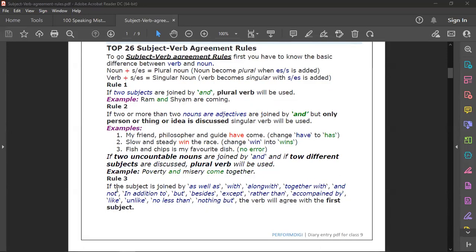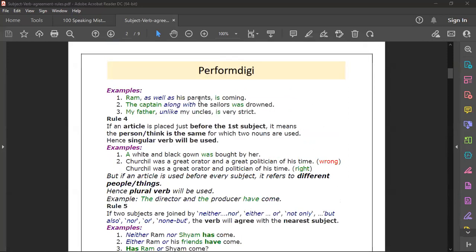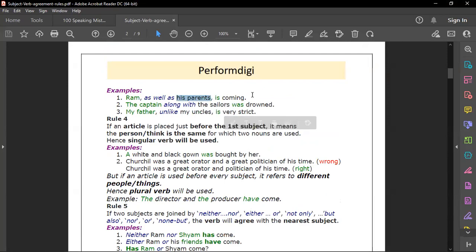Okay, then let's go with rule number 3, which talks about if the subject is joined by as well as, with, along with, together with, and not, in addition to, but, besides, except, rather than, accompanied by, like, unlike, no less than, nothing but, the verb will agree with the first subject. মানে এই সকল শব্দগুলো থাকলে আপনাকে খেয়াল রাখতে হবে যে সাবজেক্ট ফার্স্টে যেটা আছে সেটা আপনাকে ধরতে হবে। লাইক যেমন Ram as well as his parents is coming. আমরা সাধারণত কি ধরবো যে এখানে his parents আছে, so we will write are coming.